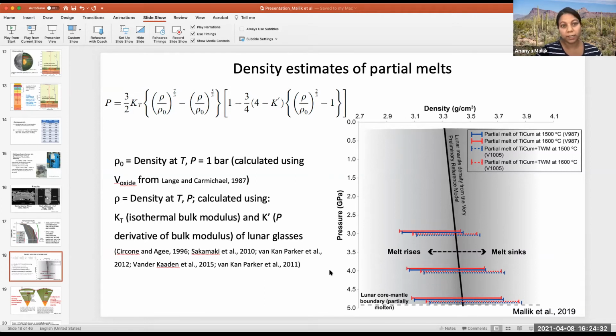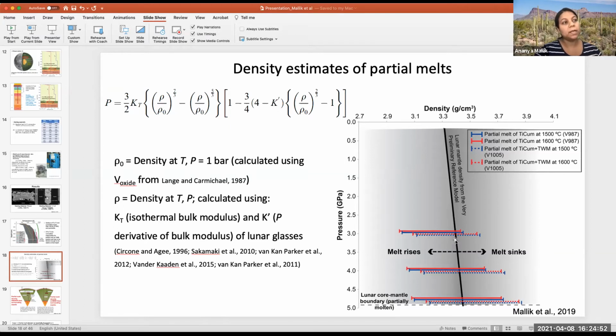So one of the ongoing studies we have right now is basically constraining the densities of these liquids using in situ X-ray absorption at the synchrotron, so that we can get a much better handle on what the bulk moduli would be, and then we can use that to constrain the density better.